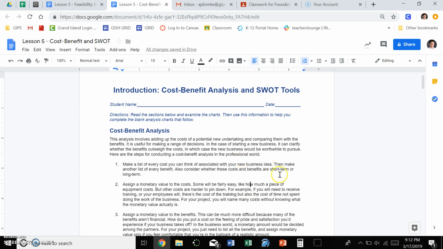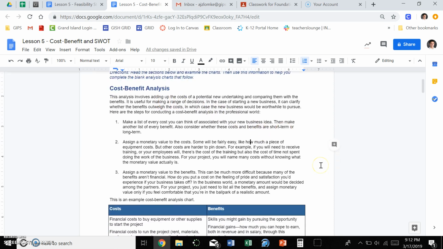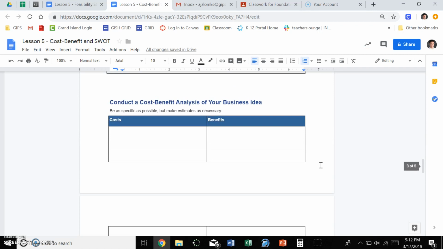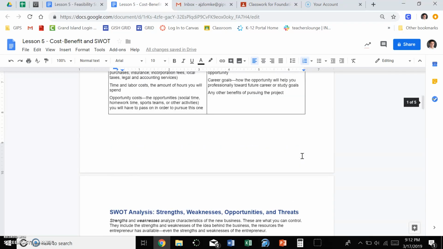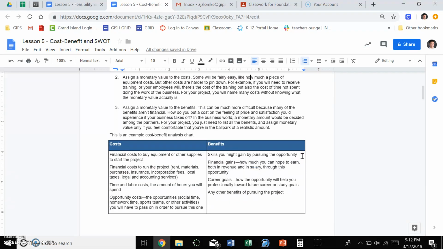So for this first assignment, there's three steps that I'm going to have you do. And if you want to, you can go ahead and read through these instructions. But the first thing you're going to do down here on the bottom, it's going to have you think about what are some costs, what are some benefits that I'm going to have for my business.